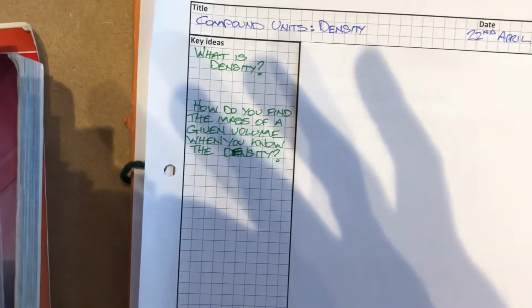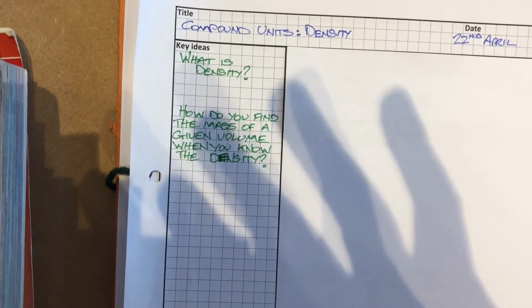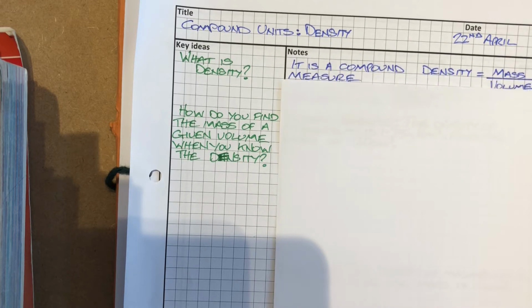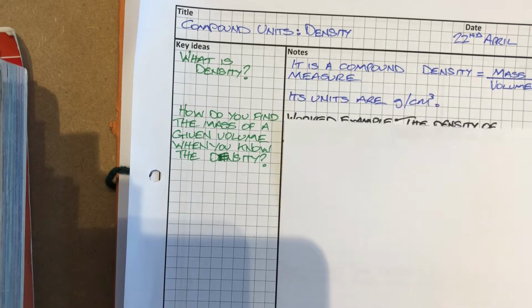Let's have a look at another compound unit. This time, density. What is density? It's a compound unit where density is mass divided by volume. Let's try something fairly complicated. How do you find the mass when you know the volume and the density?